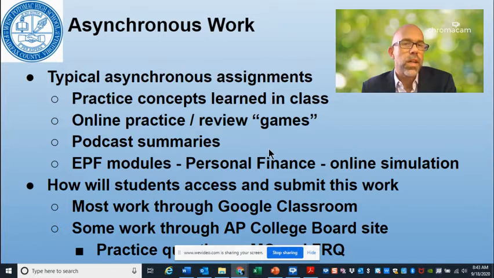They'll also complete EPF modules. Those are Econ Personal Finance modules, which is an online simulation of living a normal life, meaning writing checks, establishing a bank account, looking at saving for retirement. And all this is done through an online simulation. Students will have access and submit this work through Google Classroom mostly, although some work, quizzes, and review videos will also be on the AP College Board website.